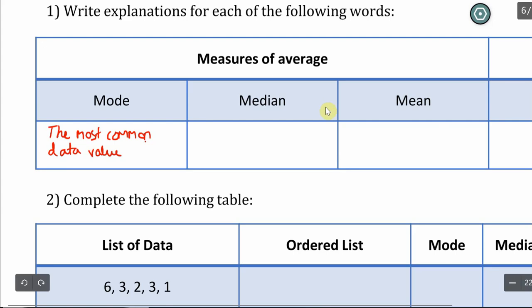You'll never get a question in a GCSE exam asking you to find the mode where there happens to be two modes. The median is the middle data value, but importantly, it's when the data is ordered.